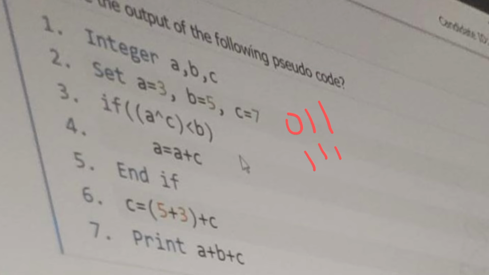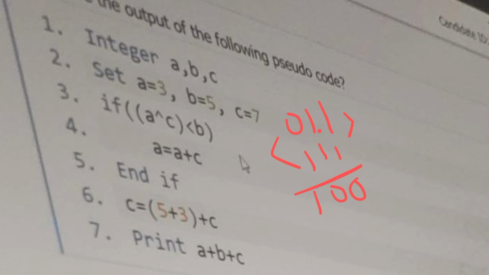Okay, so in case of XOR operation, if both the statements are true or both the statements are false, then we have to make them false. Here both the statements are true, so false. Both the statements are true, so it is false. And here the statements are different, so this will be true.